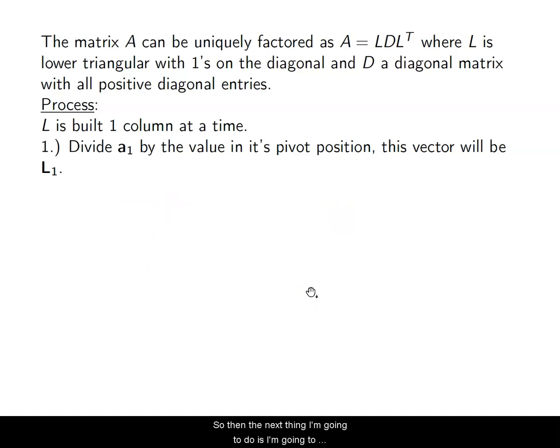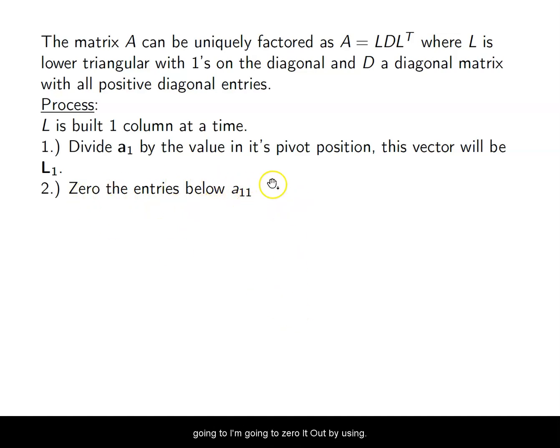Okay, so then the next thing I'm going to do is zero out the values below the pivot position in A1. Okay, so everything below A11, I'm going to zero it out by using a row operation. Okay, I am not going to divide everything by A11 in A. I don't care about the first term here being 1. In fact, I want it to stay whatever it was.